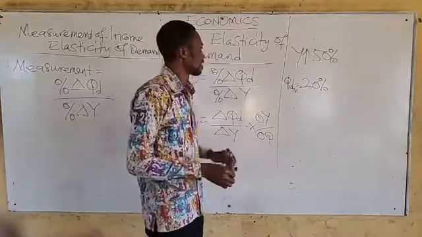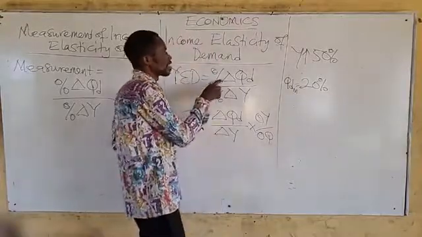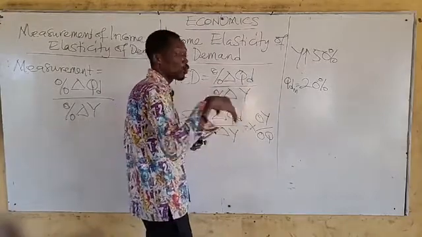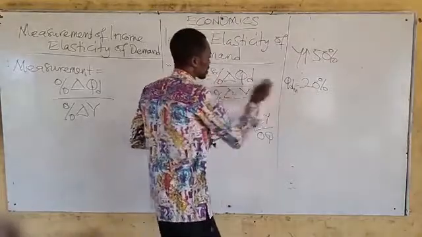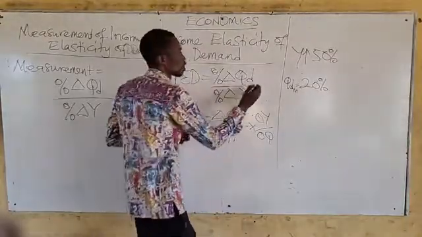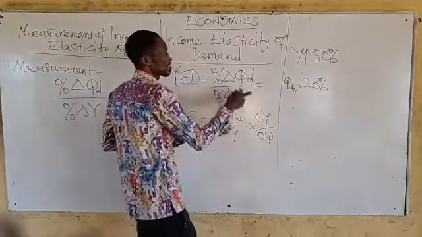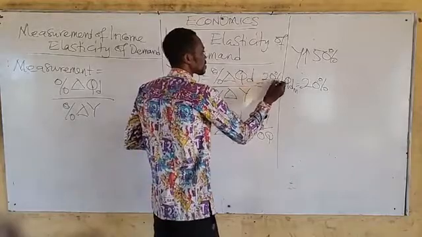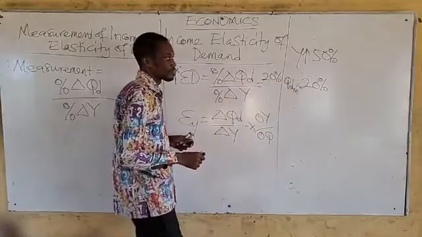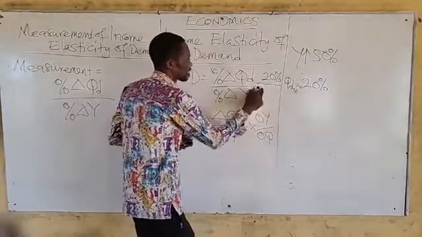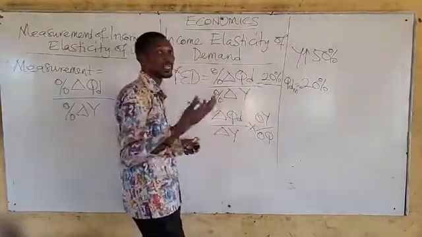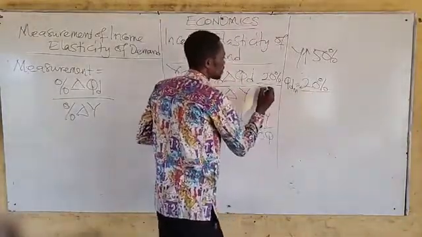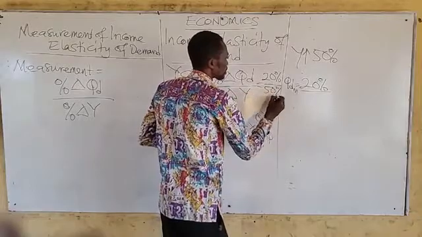And how? The formula says that it should be the percentage change in the quantity demanded divided by the percentage change in the income. So all you have to do is take this 20% and put it here. The percentage change in the demand for the marker is 20%, divided by the percentage change in income. We said the person's income increases by 50%. So, divided by 50%.